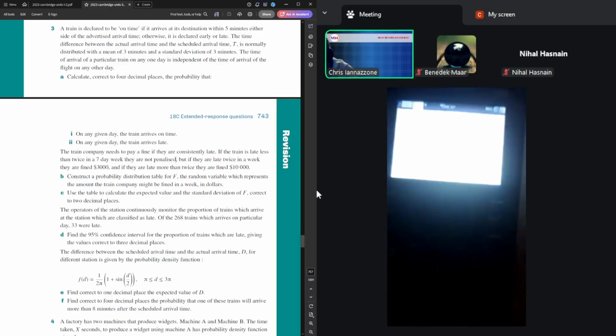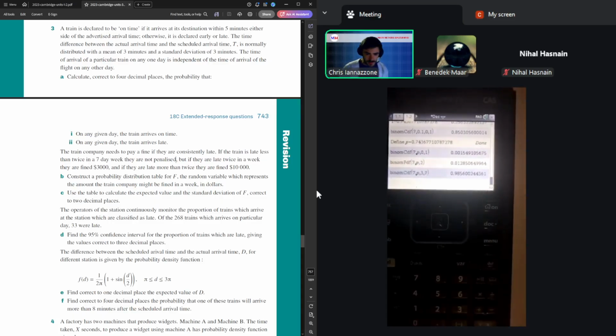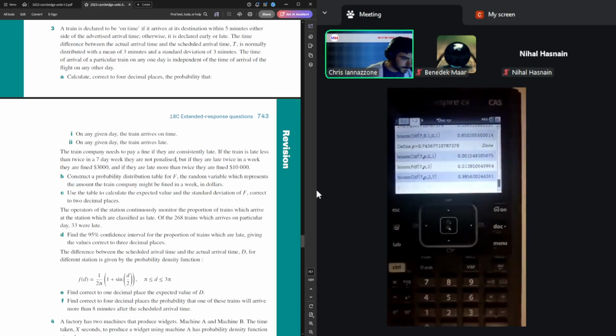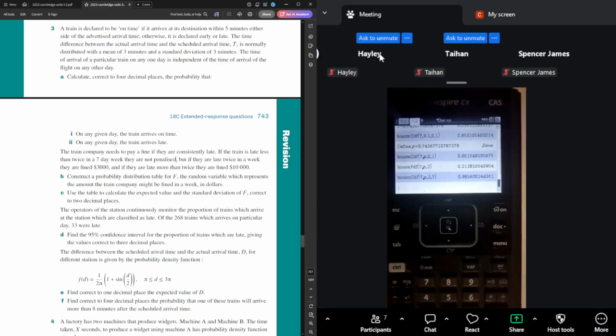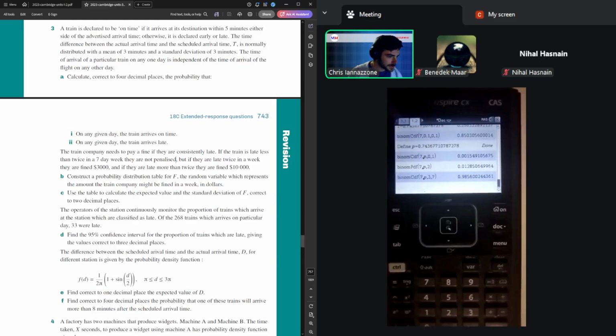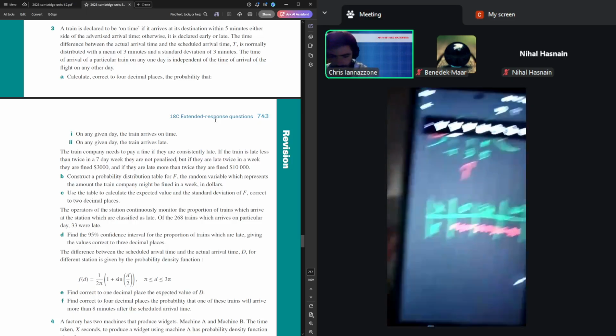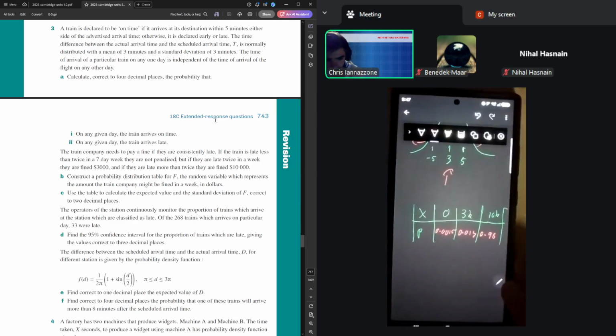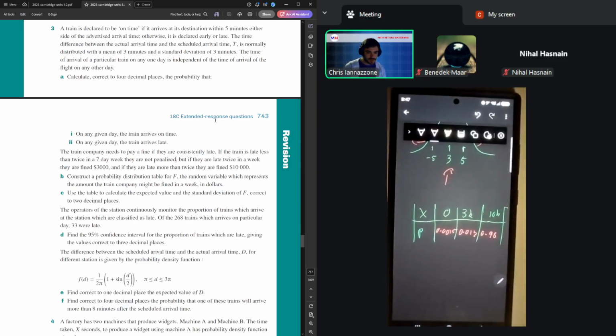Anyway, that gets us our probability distribution table. Any questions there? Otherwise we move on. Use the table to calculate the expected value and standard deviation of capital F. So we're doing discrete here. We know it's discrete because it came from binomial, so it has to be discrete. But we've also got a probability distribution table, and these are very often just discrete.